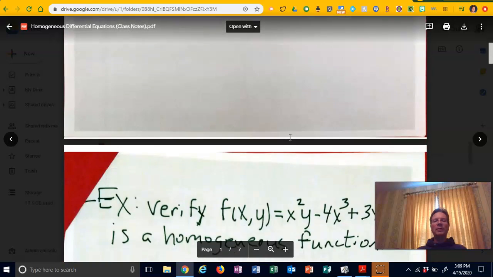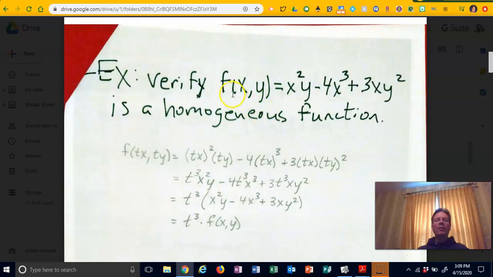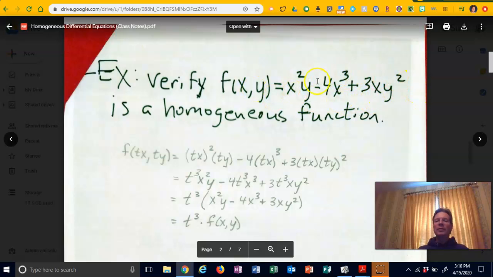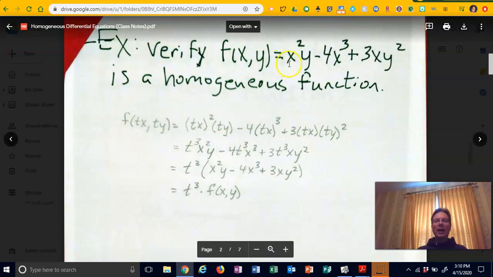So let me give you a couple of examples of homogeneous functions. So here we have a function, and I know you're used to f of x or f of y, but this is f of x y, which means on the other side over here we have x's and y's all mixed up. So this is a function of x and y. So we want to see if it's homogeneous. So what we're going to do is take that function, and everywhere I see an x, I'll replace it with tx, and everywhere I see a y, I'll replace it with ty. So that's what I have down here.